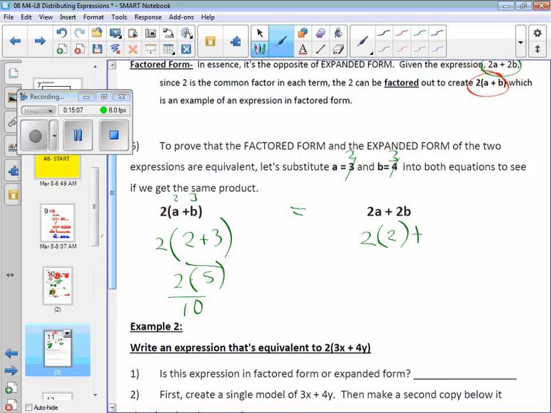I can kind of do this in the same step because it's both multiplication. It's 2 times 2, 2 times 3. 4 plus 6. They are good.